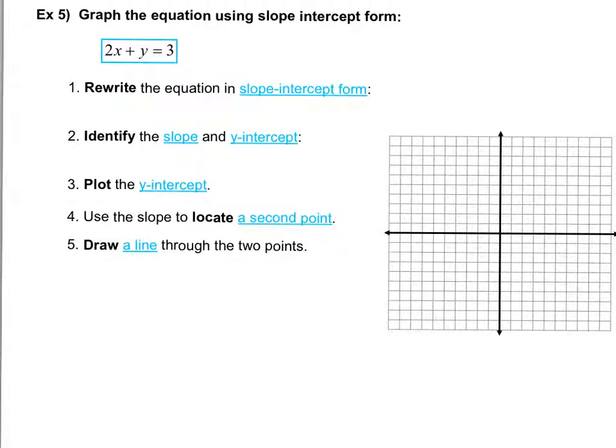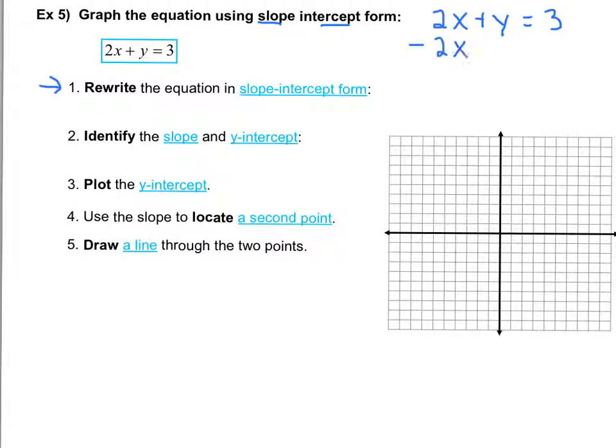All right, example 5, you need to write down, and we're going to graph this as well. So it says graph the equation using the slope-intercept form. So it gives us this equation in a different form, and the first thing we want to do, step number 1, is rewrite the equation in slope-intercept form. So I'm going to do my work over here. I'm going to basically solve for y. So I want everything else to be on the right-hand side and the y to be on the left.